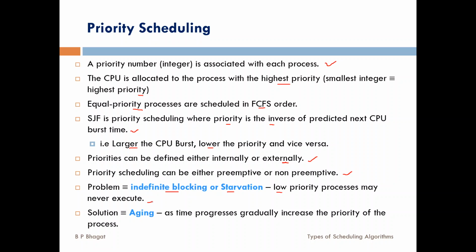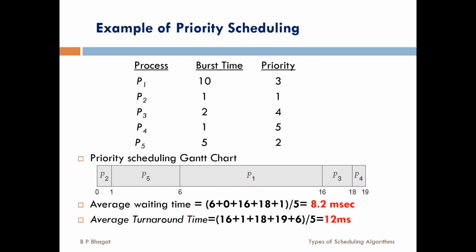So in order to remove this particular drawback, the solution is aging. Now what do we do in aging? Aging is nothing but a technique in which we gradually increase the priority of the process that waits in the system for a longer period of time, so that in some way the process will be able to execute even if it is available in a queue for a longer period of time.